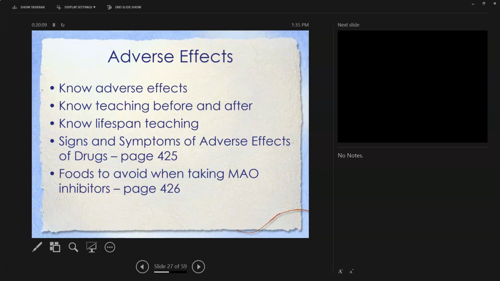That's on page 425. And foods to avoid when taking MAO inhibitors, which is on 426, such as aged cheese, avocados, bananas, figs, beer, dried sausage, processed foods that are like sausage, not pickled but seasoned, red wine, salami, yeast extract, yogurt. So all of those, if they're taking an MAO inhibitor, they need to be careful with that kind of food.